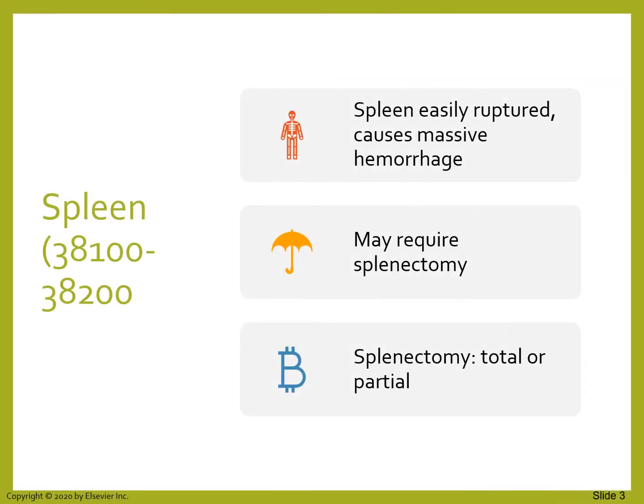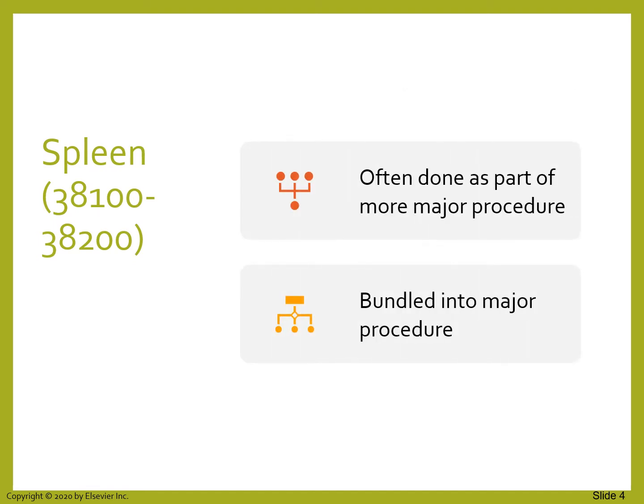And spleen can easily rupture and cause massive hemorrhage, which may require a splenectomy. So a splenectomy can be total or partial. So you want to pay attention to those words, total or partial, whenever you're doing your coding. The splenectomy is often done as part of a more major procedure. If there's a bundle in there, into a major procedure, you do not code the splenectomy separately. Always check for bundled procedures.